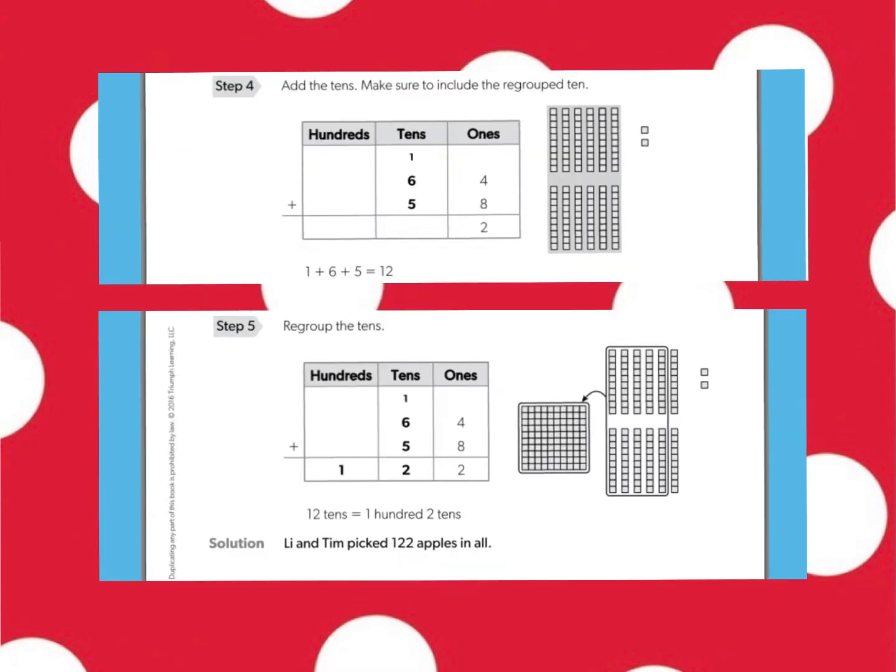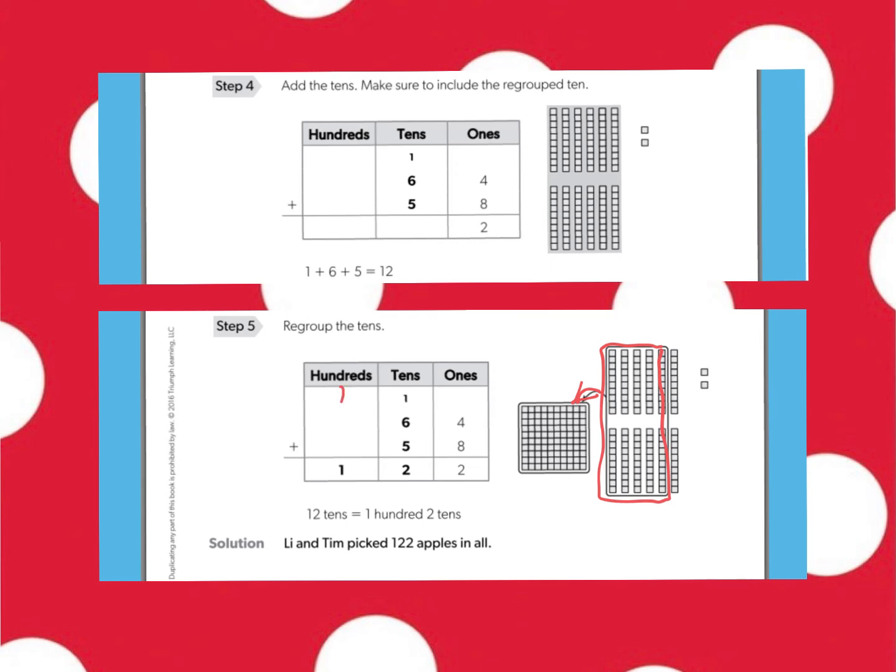All right, friends, after we have regrouped the ones and made a new 10, what we're going to do is see if we have enough tens to make a new 100, and we do today. So we have 6 plus 5 plus 1 more. I know that 6 plus 5 is 11, plus 1 more would be 12. But instead of just writing 12 right here, what we can do is regroup 10 tens and make a new 100.